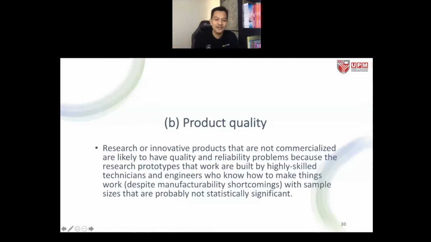Like all of you, right? When you design things, if you are the person who is going to produce one, you're going to do it perfectly. But what happens if you send it to the shop floor? The less skilled workers will make it for you, and it will reduce the quality if it is not tested under the commercialization process, with, of course, a sample size that is probably not statistically significant.